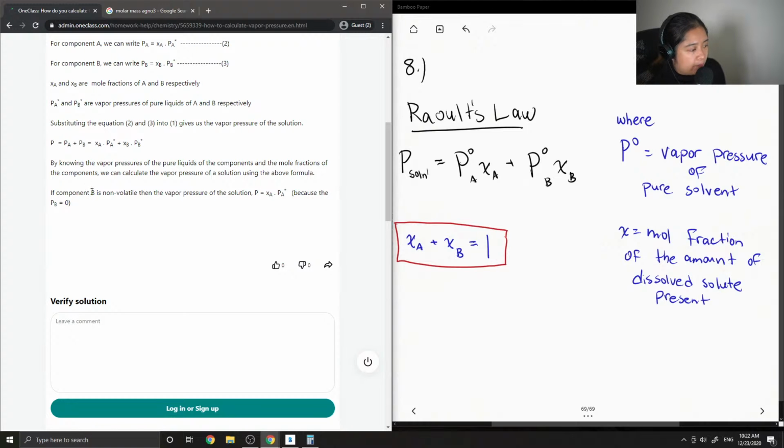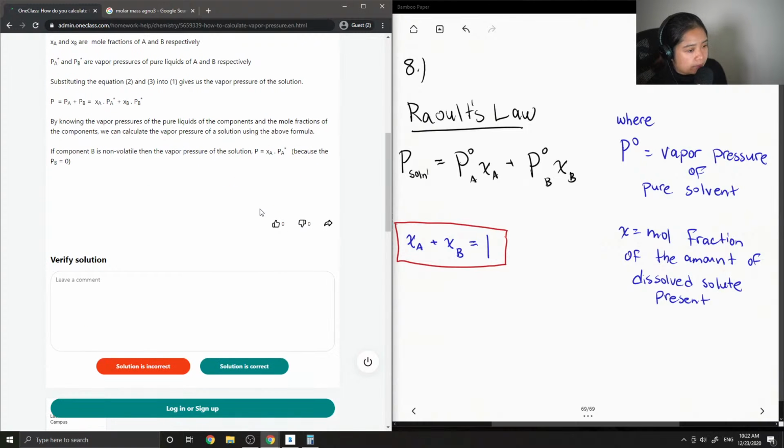If component B is non-volatile, then the vapor pressure of the solution P is equal to the mole fraction of A times the vapor pressure of pure A. Yep, so this solution is correct.